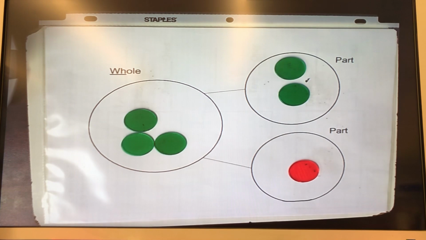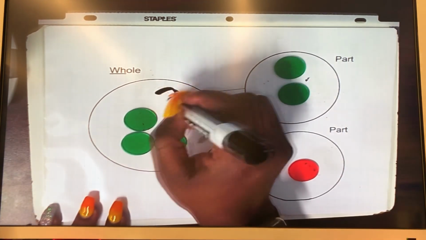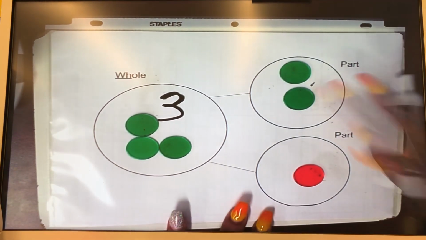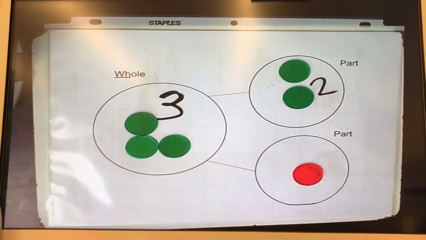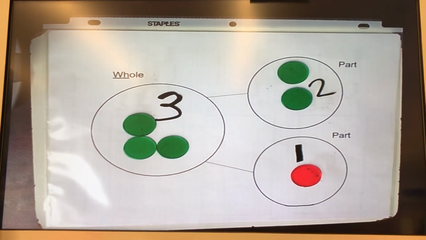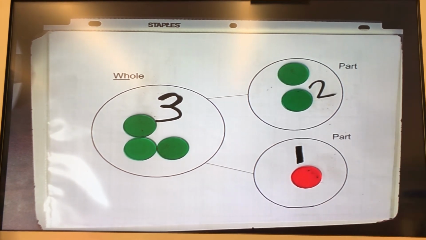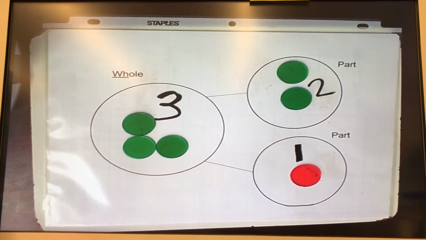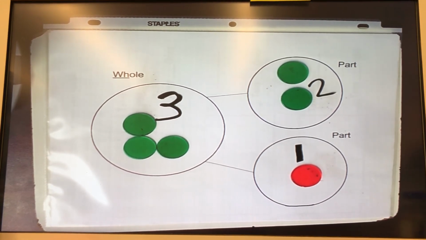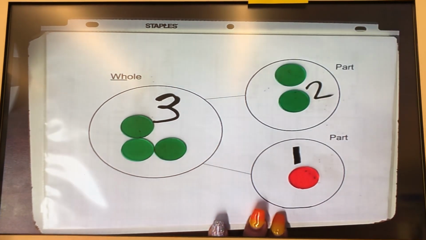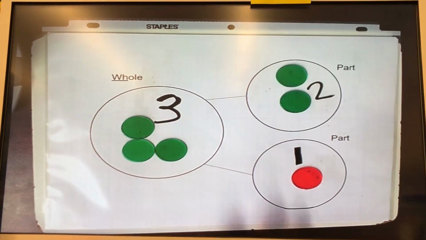Okay. Did you write 3 there because there are 3 counters there? And did you write 2 here because there are 2 green counters? And did you write 1 here because there's 1 counter? Yeah, and what does that tell you about 2 and 1? Tell me, I'm listening. Yeah, that told me 2 plus 1 equals 3. Let's count it just to be sure. 1, 2, 3. These 2 parts equal my whole.